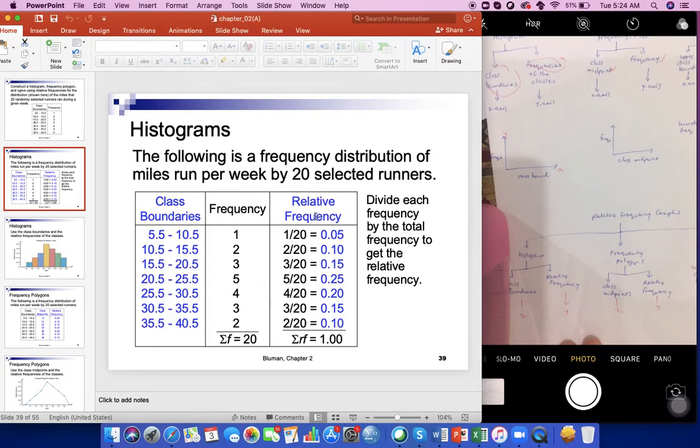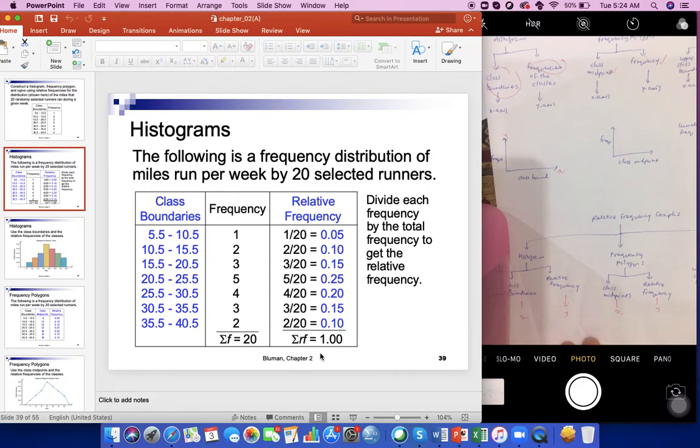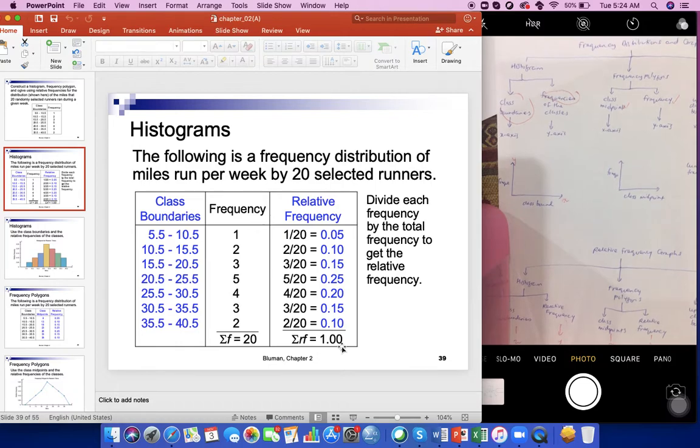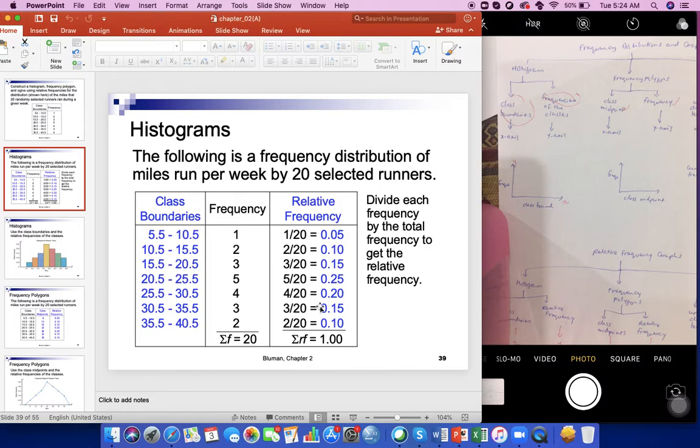To find the relative frequency, you divide 1 over 20, and you will get 0.05. 2 over 20 is 0.10. 3 over 20, 5 over 20, until 2 over 20. Once you get the relative frequencies, check whether the total is 1. If the total is 1, that means your relative frequency is correct. We are going to use this relative frequency to draw the histogram, frequency polygon, and OGIVE.